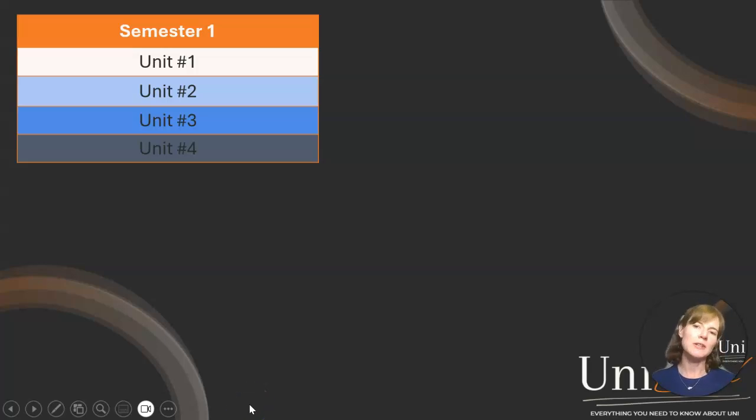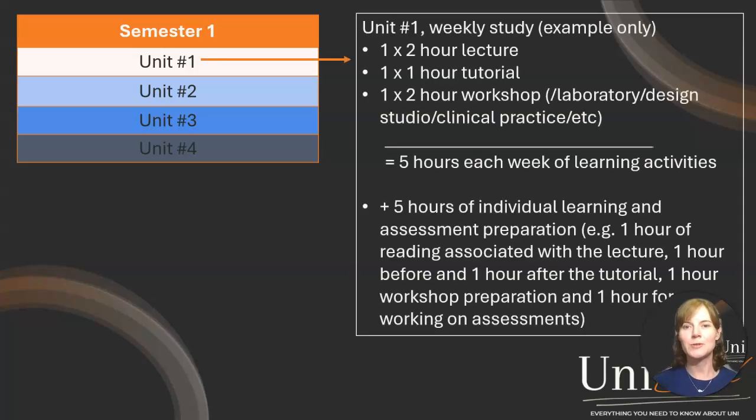So let's imagine you are taking a full-time study load. That's usually 4 units in a particular offering. Many of you will have semester 1 and semester 2 as you're starting out. So I've called these units 1, 2, 3, and 4. That is usually a full-time study load.